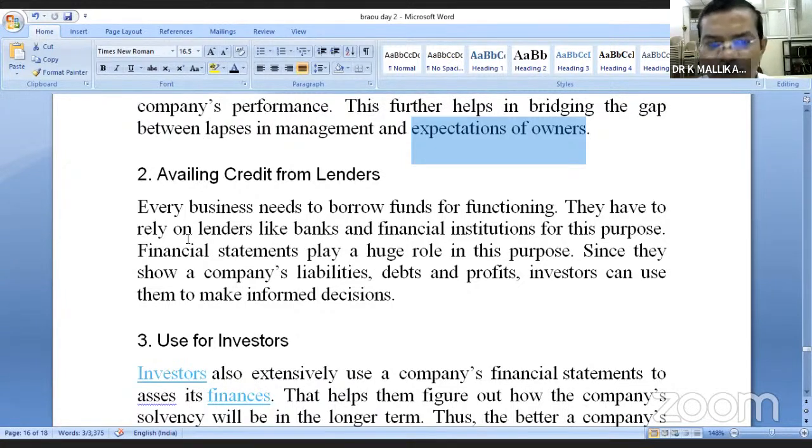See, if you borrow funds, they ask for your company's balance sheet, the firm's balance sheet, right? They're asking for financial statements. They want to know whether, if the bank gives the loan, the amount is safe or not.